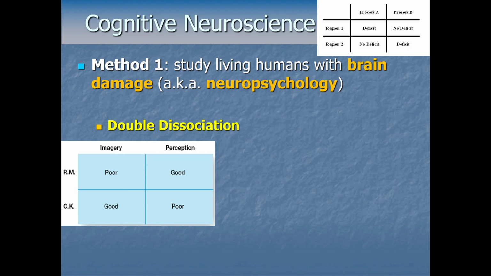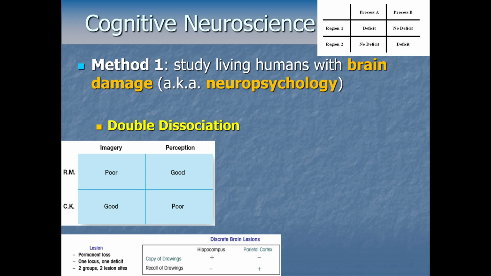This tells us that visual perception and visual imagery are distinct things, even if they recruit a lot of the same areas in common. And it tells us there's at least one area that is specific to imagery processes only, but not involved in perception, and another area that's specific to perception processes only, but not involved in imagery.